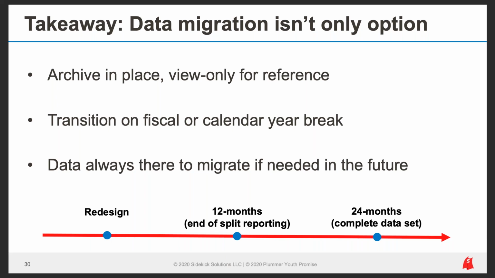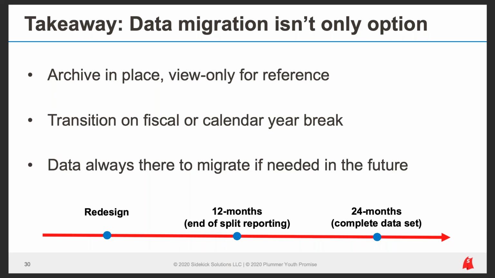First thing, consider a transition on a calendar year or fiscal year break. If you're willing to cope with some split reporting for a short-term period, maybe 1 to 2 years, and we're finding that as we get farther and farther away from the break with Plummer Youth Promise, our data set is getting more and more contiguous, getting tighter around the new model, with less reliance on that split period. And that's just based on kids enrolling, discharging from that old model. So doing that lowers the cost of redesign as well as the timeline for redesign.